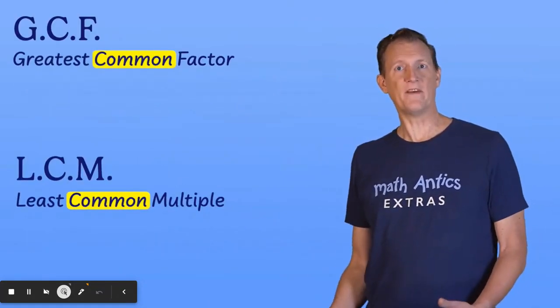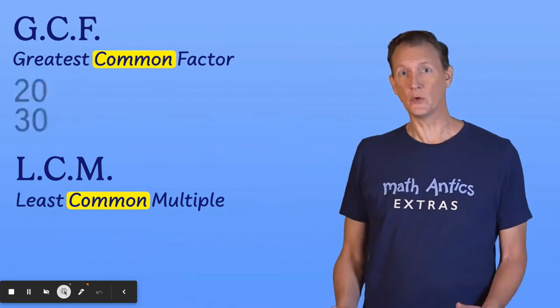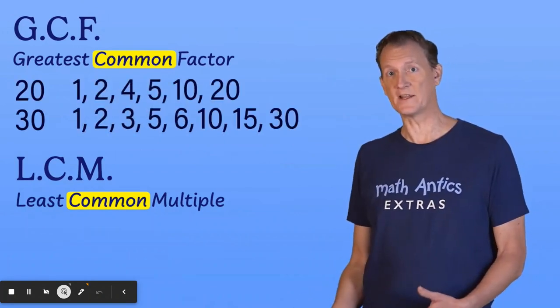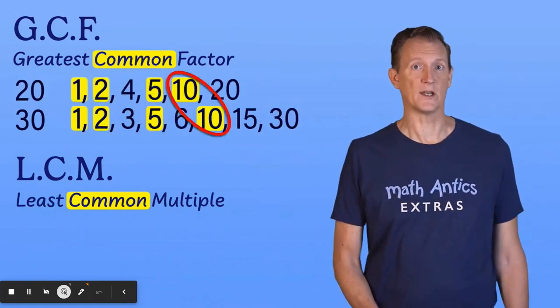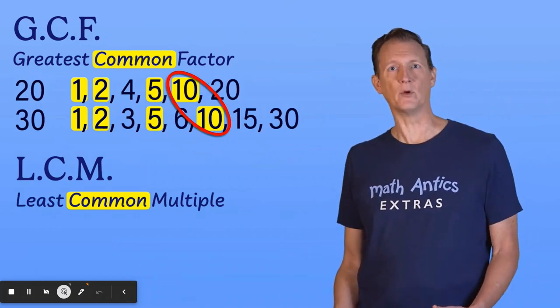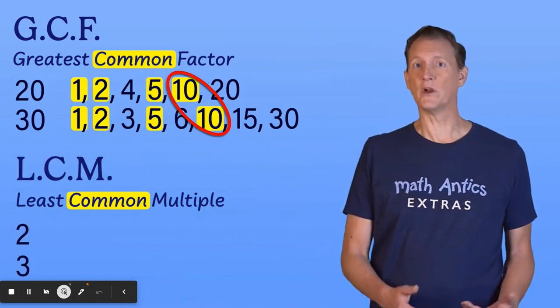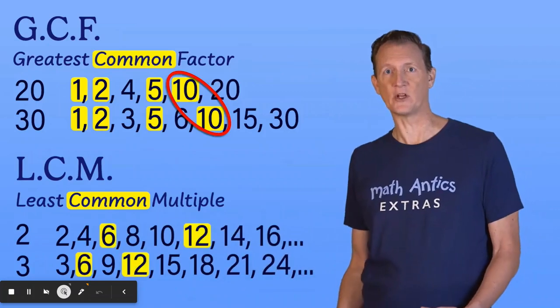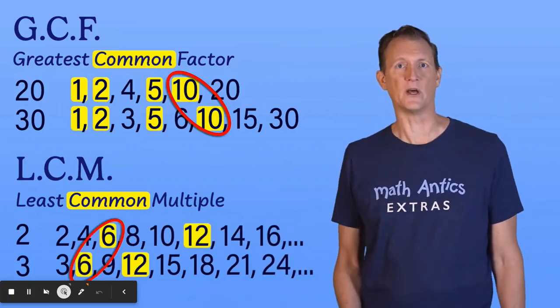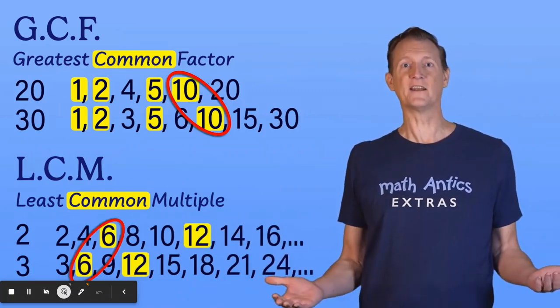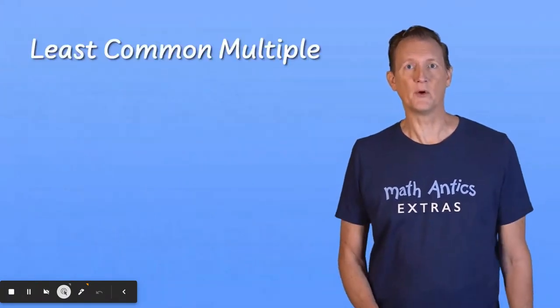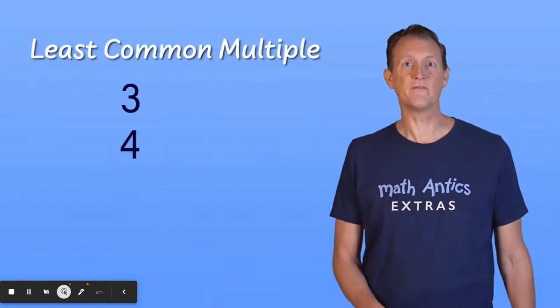To get the greatest common factor, or GCF, you take two or more numbers, find the factors that they have in common, and pick the greatest one. To get the least common multiple, or LCM, you take two or more numbers, find the multiples that they have in common, and pick the smallest or least one. Sounds pretty simple, right? Let's try finding the least common multiple of these two numbers, 3 and 4.